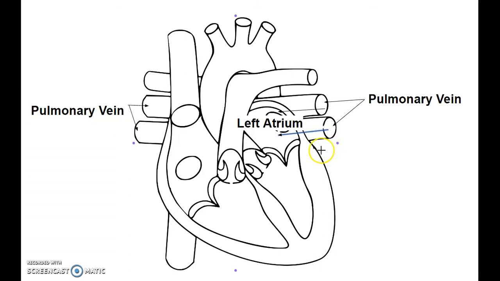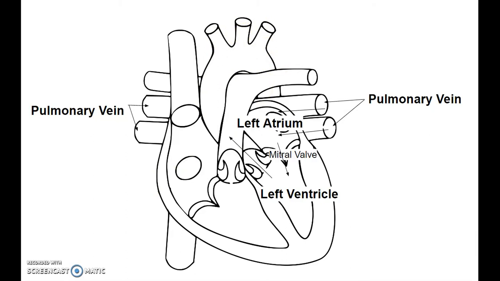After the left atrium, it goes through this valve called the mitral valve. This valve also prevents blood backflow. After the mitral valve, it goes to this ventricle, which is called the left ventricle. After the left ventricle, blood flows through this tube. Then the blood goes through this pathway into the aorta.